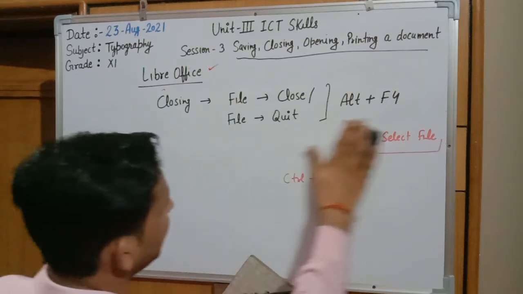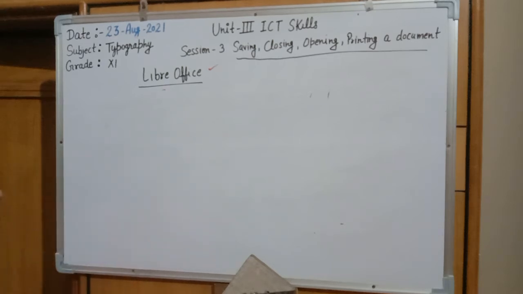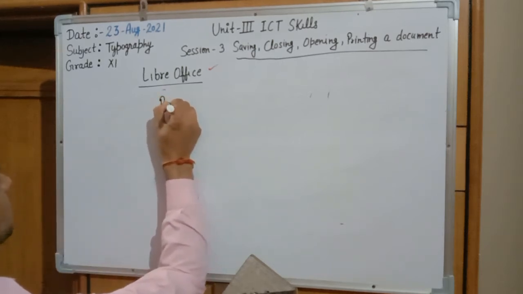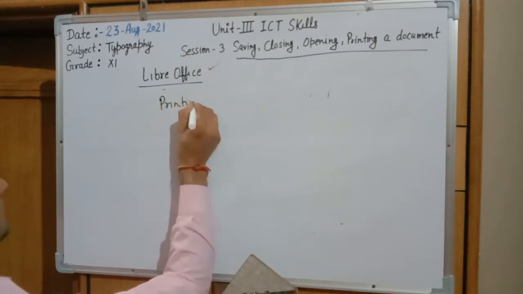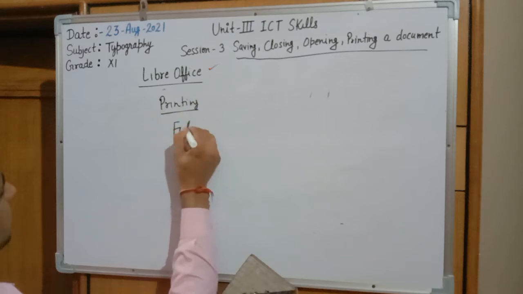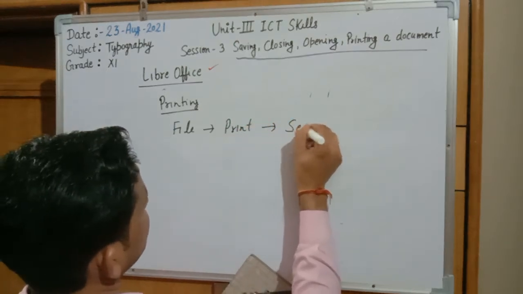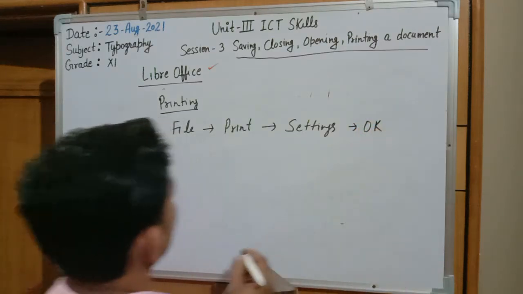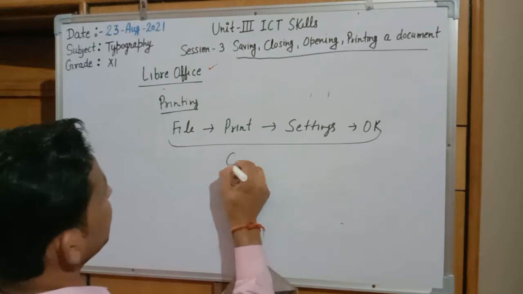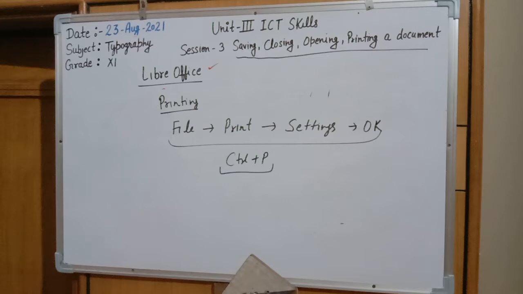And the last concept in session 3 is how to print a document. For printing a document, again click on the file option. In file, select the print option, then do the settings and press OK. Otherwise you can use the shortcut key, that is Control plus P. It is for printing a document. That is as per your session 3 of unit 3, ICT skill.